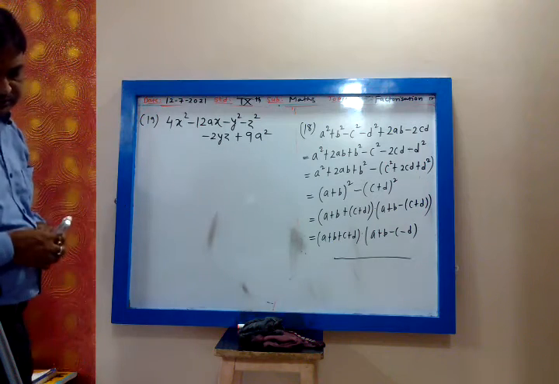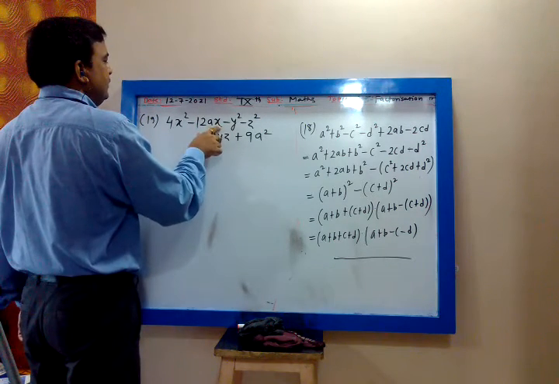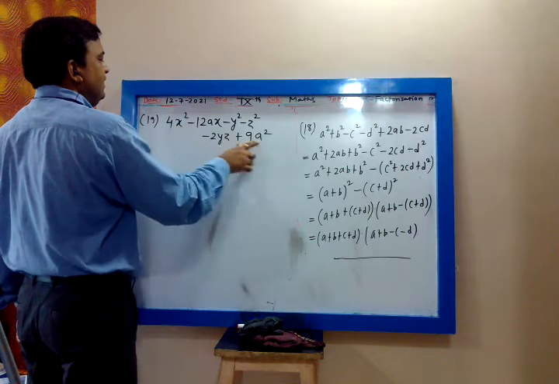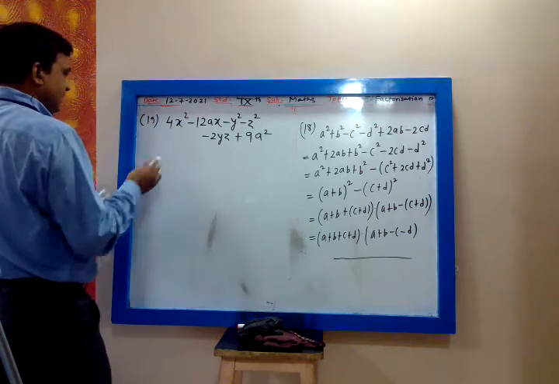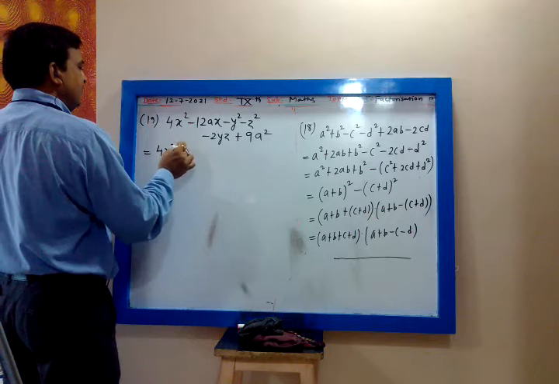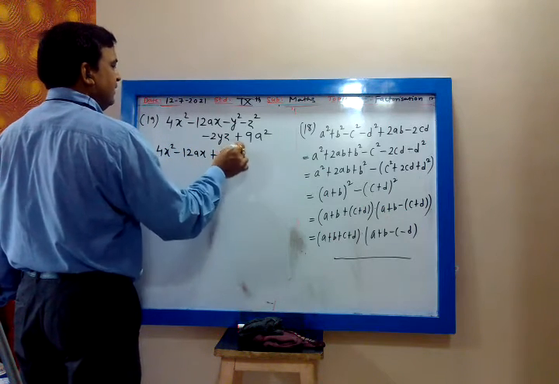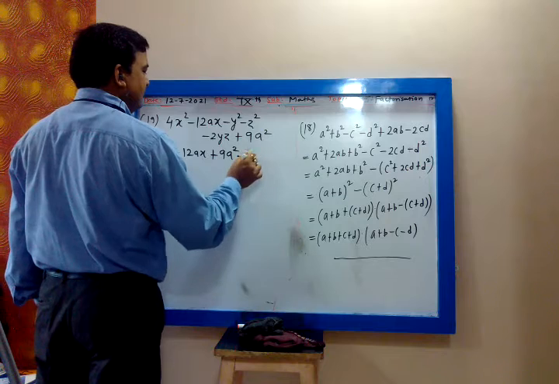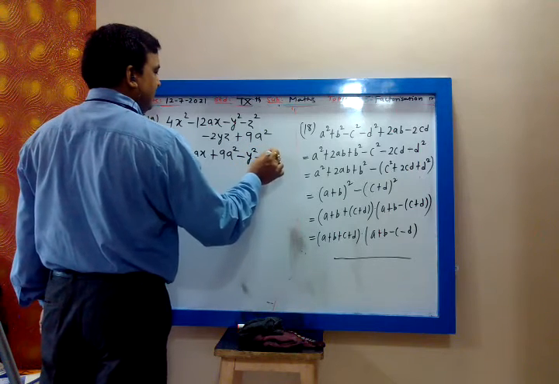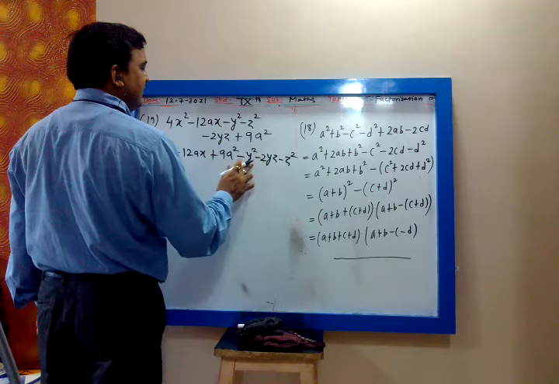So you can see the ax term. So ax I will take with x square and a square together. Ax is there, so that I will take with 4x square minus 12ax. Then I will write 9a square. Then the remaining I will write as minus y square minus 2yz minus z square. The yz term I will take with y square and z square.